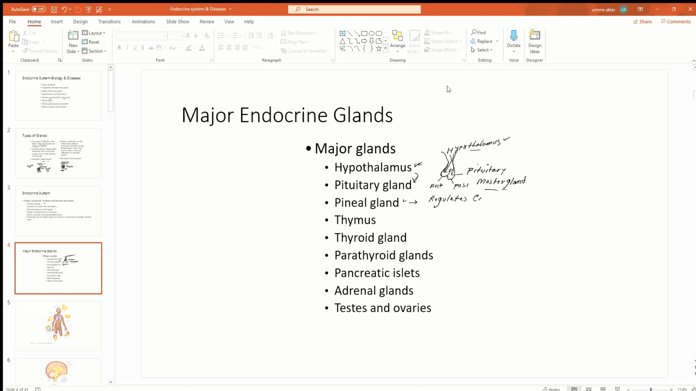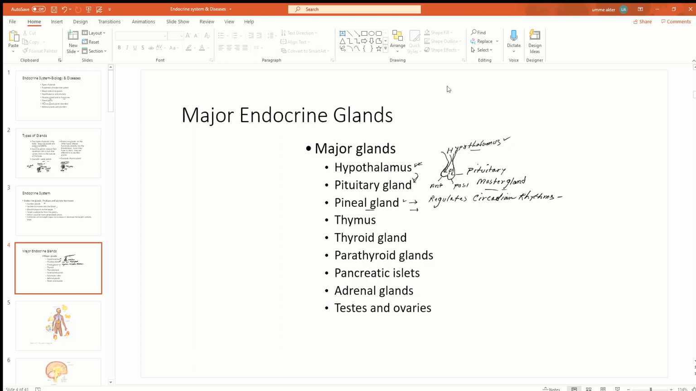Regulates circadian rhythms. Day-night cycle. In your body you have day-night cycles, or sleep awakeness cycle, that is called circadian rhythm, and that is controlled by the pineal gland.